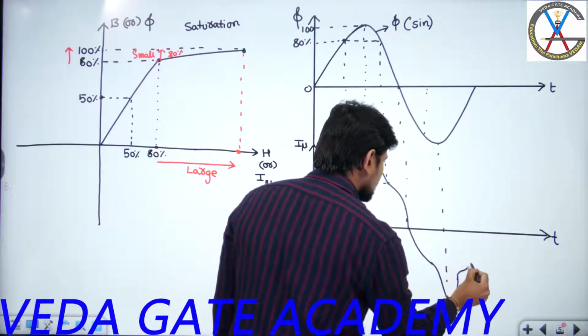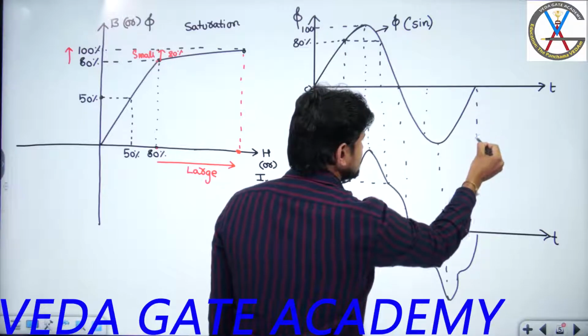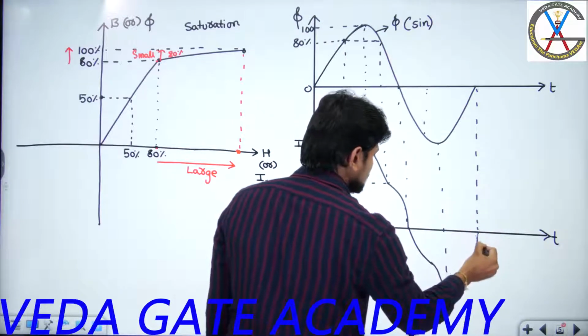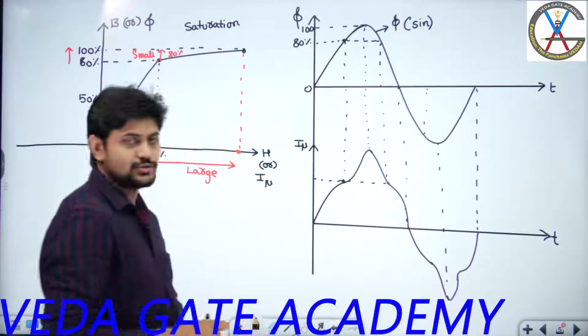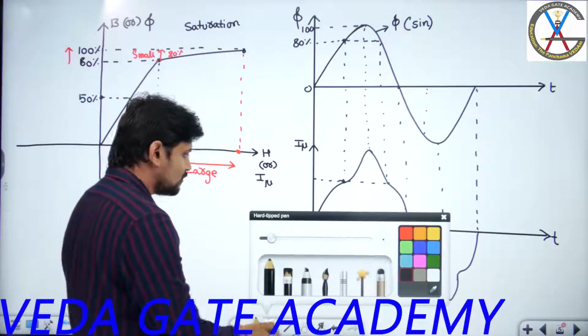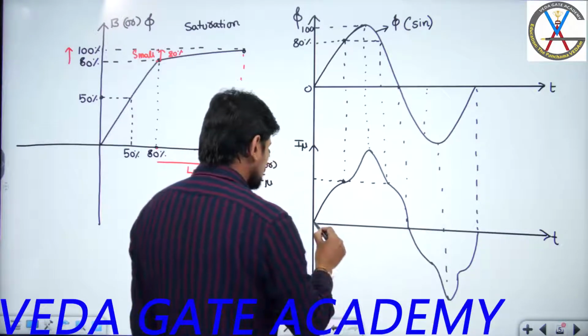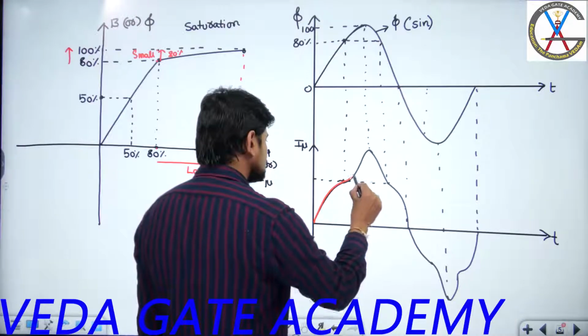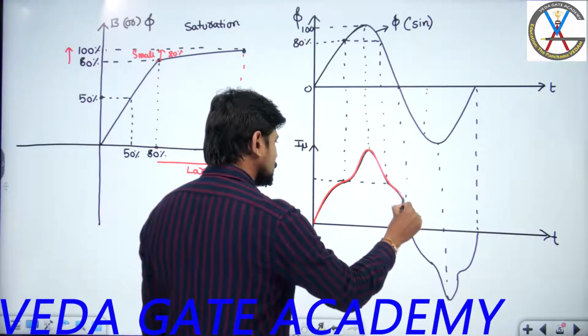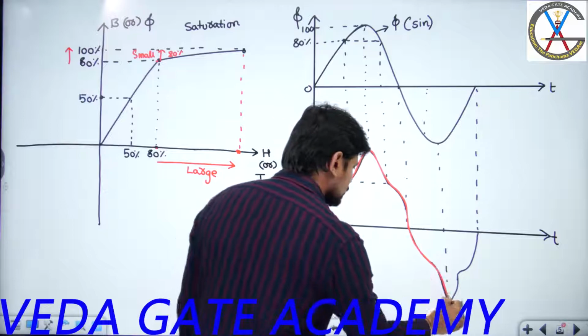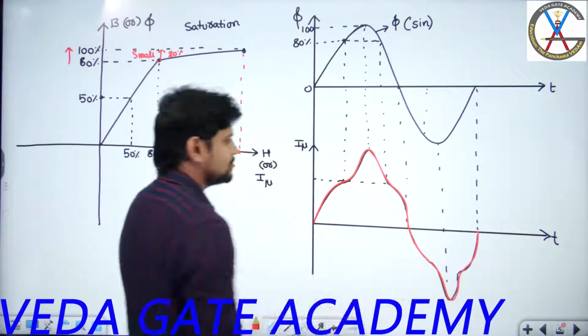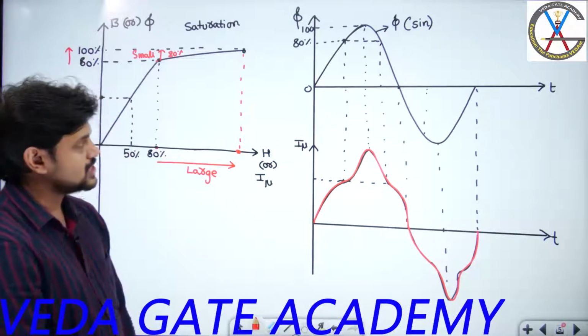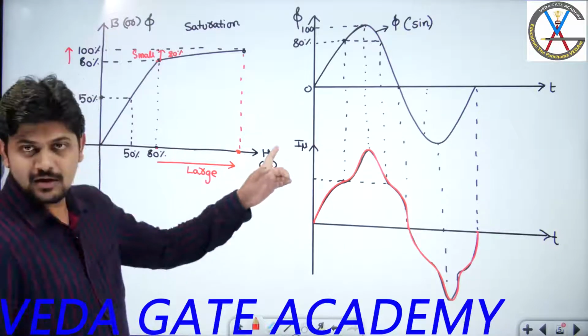You need to be very careful while listening to this analysis. This is the shape of the magnetizing current that you are going to get. Let me use a different color. So this is the shape of the magnetizing current you are going to get. Now if you observe this shape, have you understood this point?